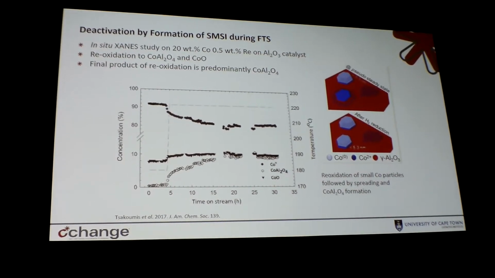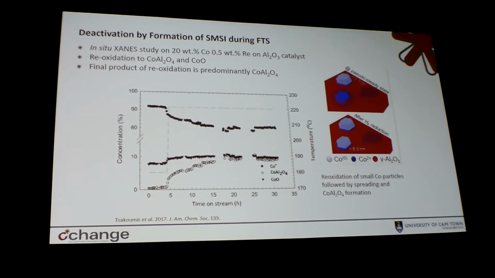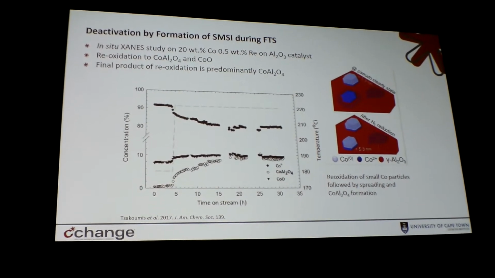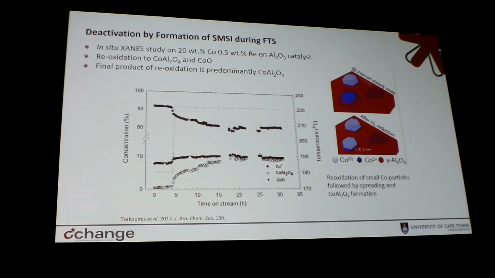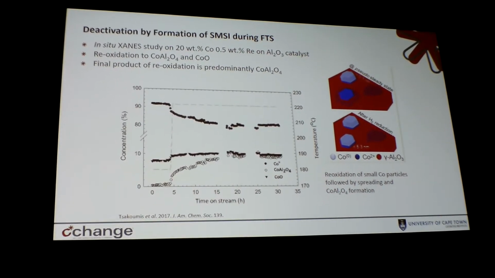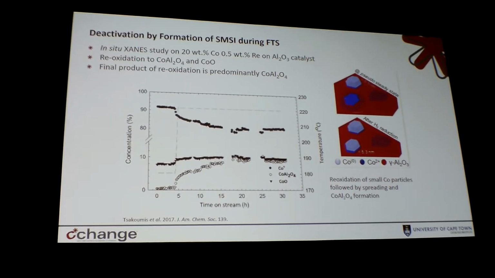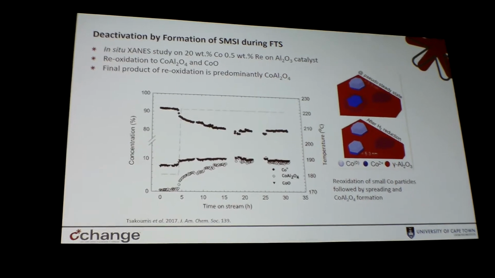This is the mechanism which was put forward by the authors. After reduction, you have differently sized crystallites here. Some cobalt spreading has happened already, cobalt aluminate formation. But in the spent catalyst, it was assumed or deduced that small crystallites have oxidized and metal support interaction has happened after that.